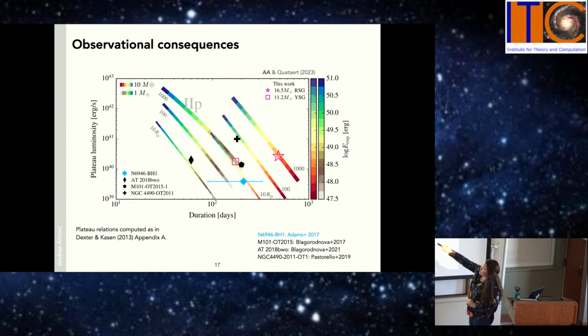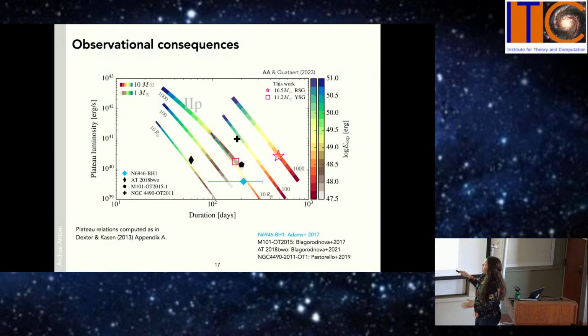This is 10, 100, 1,000 solar radii, same thing here, but these are for 10 solar masses of ejecta, and this is for 1 solar mass of ejecta. Each of these colors says what the energy of the explosion is, so what is the total energy of this ejecta material? From those 3 things, ejecta mass, initial radius, and explosion energy, you can estimate the normalization of the luminosity on the plateau and the duration of the plateau, okay?